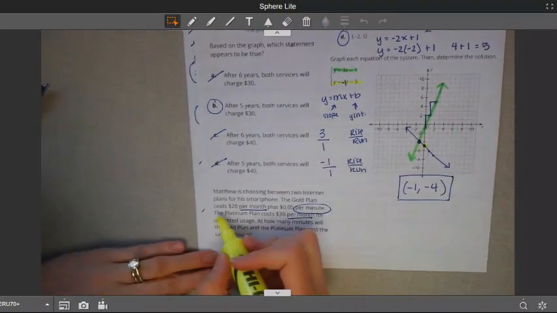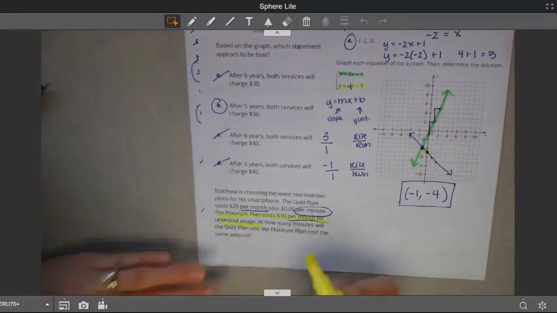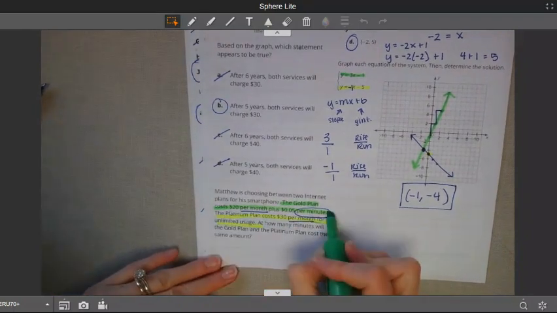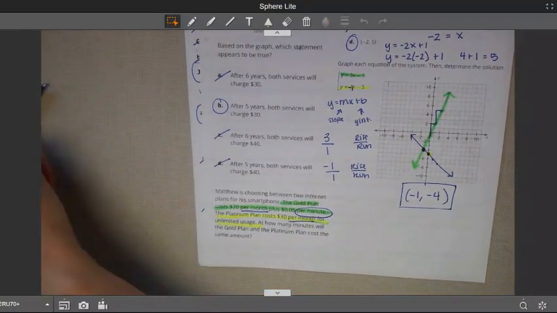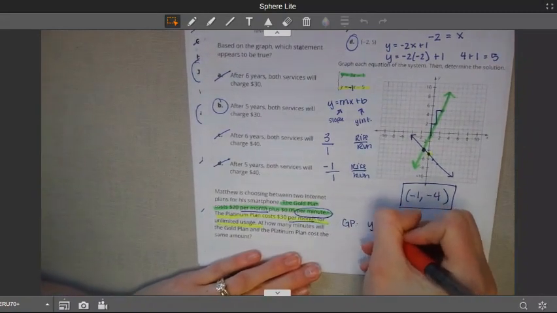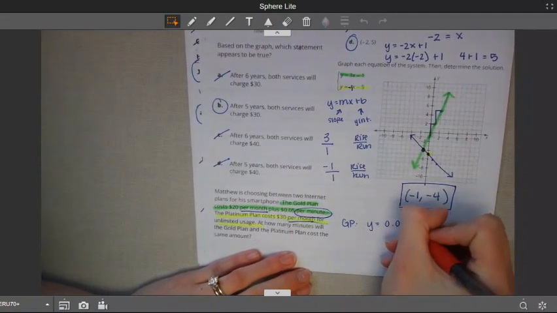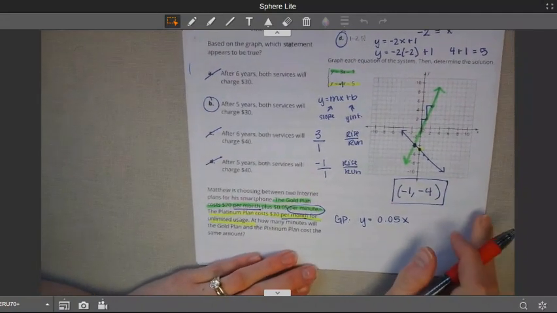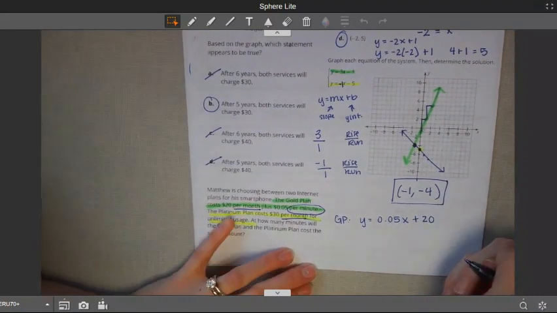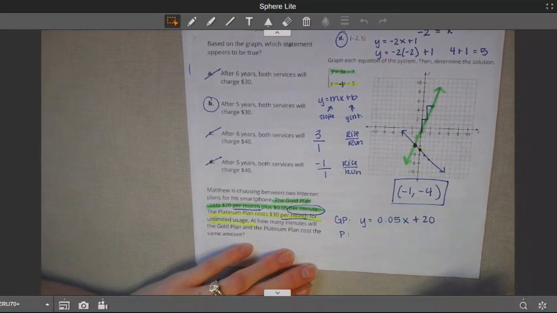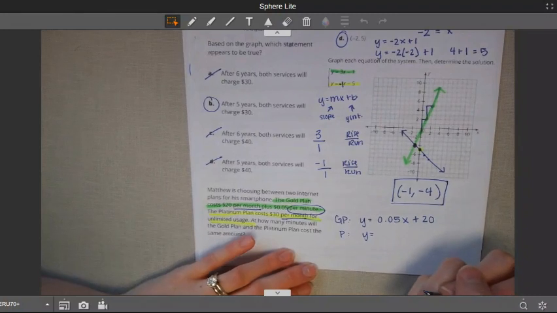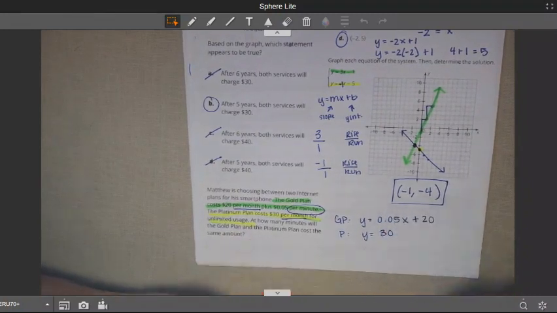So here I have one plan. The platinum plan is $30 unlimited usage. And then my next plan is the gold plan, which is $20 per month plus 5 cents per minute. So if I start writing my equation for the gold plan, I could say y is equal to 0.05x, because that's my slope. And then we said our monthly charge is our y-intercept plus 20. The platinum plan does not have a slope, so do I have to really write it? No, that slope is 0 because it doesn't say anything per minute. So it's just y equals 30.